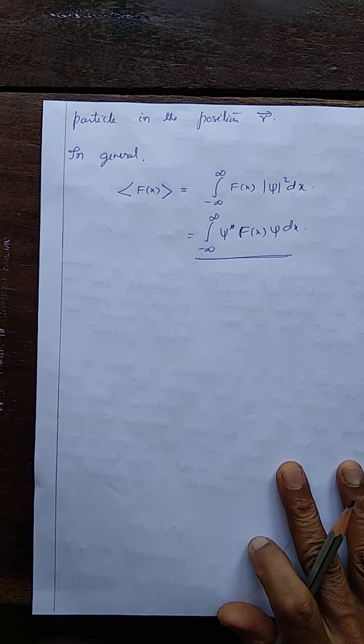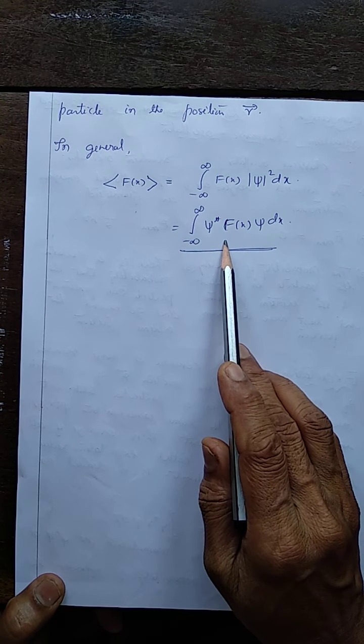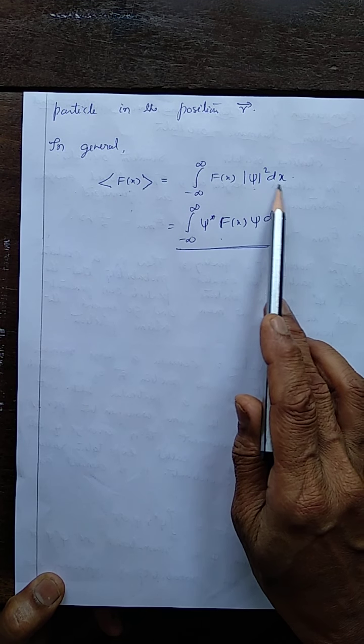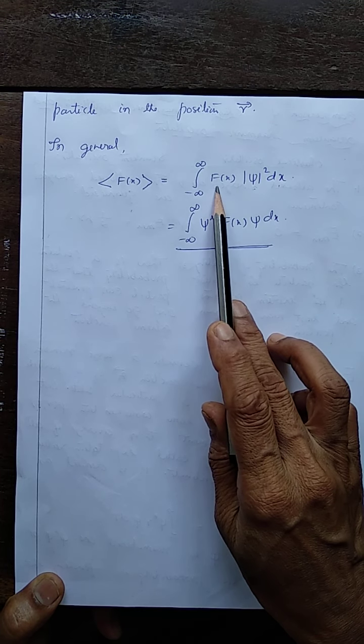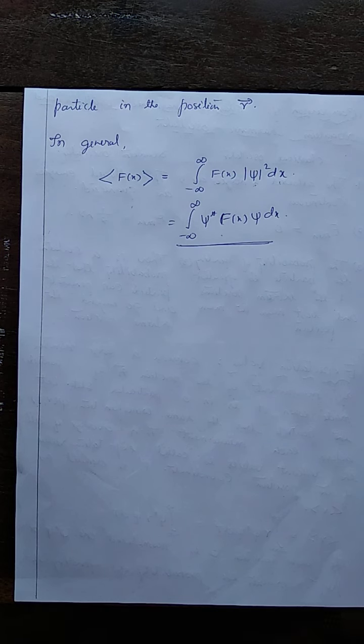So in general, for any vector f you can write the expectation value like this. It is a product of that vector and the probability of finding the particle at the given position. This is about the expectation value in quantum mechanics. With this, we have completed this unit, quantum mechanics.